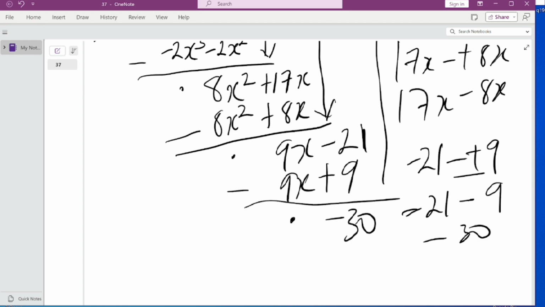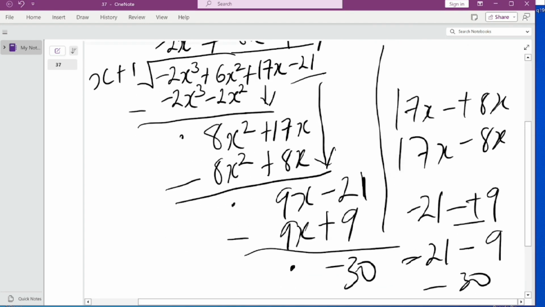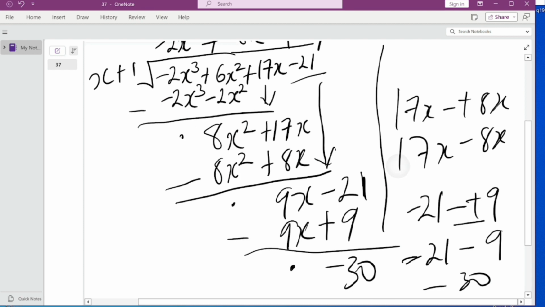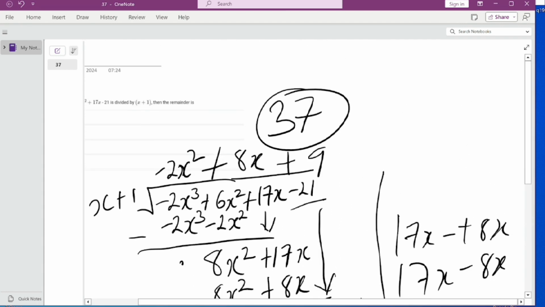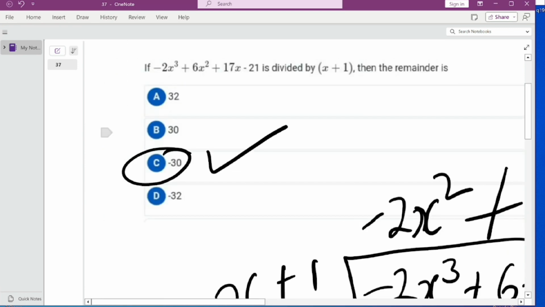Since there's no other value you can bring down, and there's no way we can multiply anything by x to give us 30, this is actually our remainder. This is actually our remainder, minus 30. So our answer is C, minus 30.